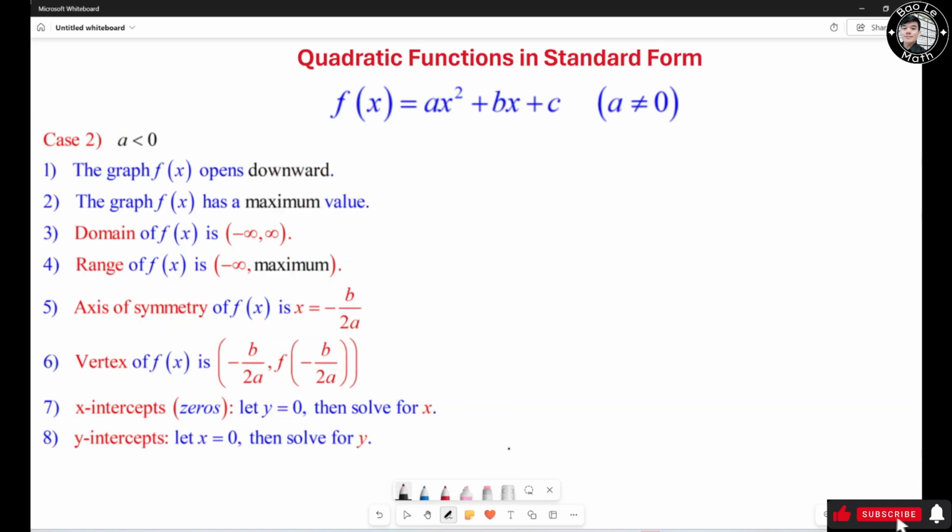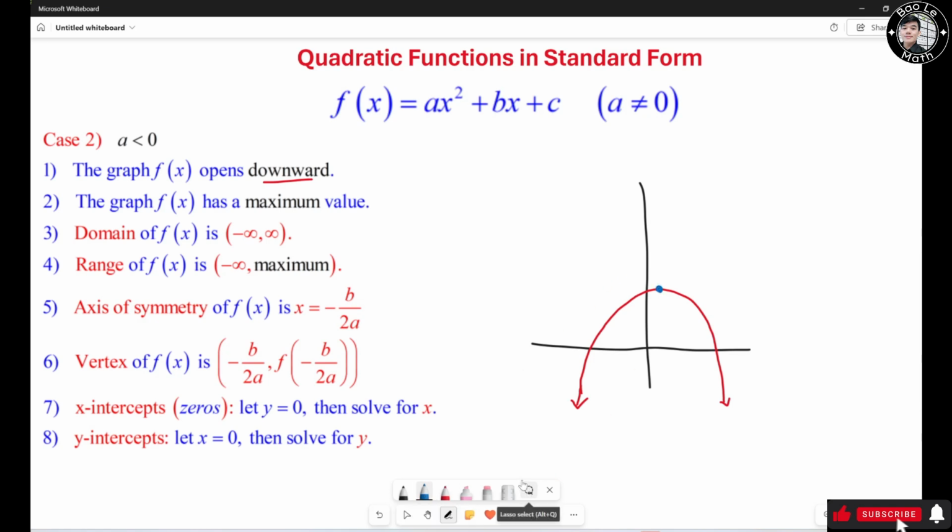Now let's move on to the second case. Second case, a less than 0. For example, if we have a graph like this with a less than 0, it's going to be something like this. The graph opens downward like this. Now, the graph of the function has the maximum value right here. This is the maximum value. The domain is still the same. Now, the range is going to be from negative infinity to the maximum value.